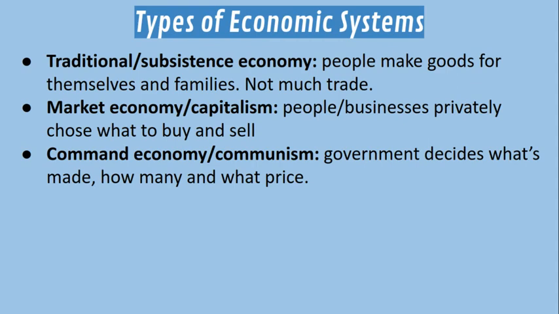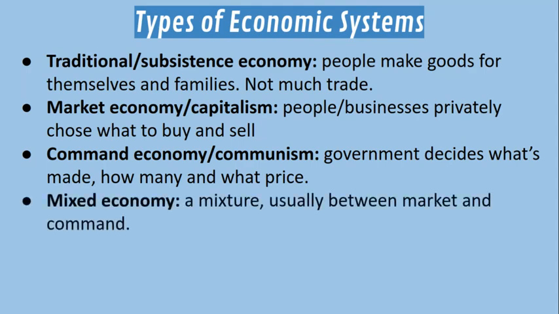And then the next type of economic system is a command economy. Communism is the main type of command economy. So that's where government decides what's going to be made, how much is going to be made, what price it's going to be at, and thus who gets to use the products that's made. So in a command economy, the government's making all of the economic decisions, whether it's communist or a variation of a different type of command economy.